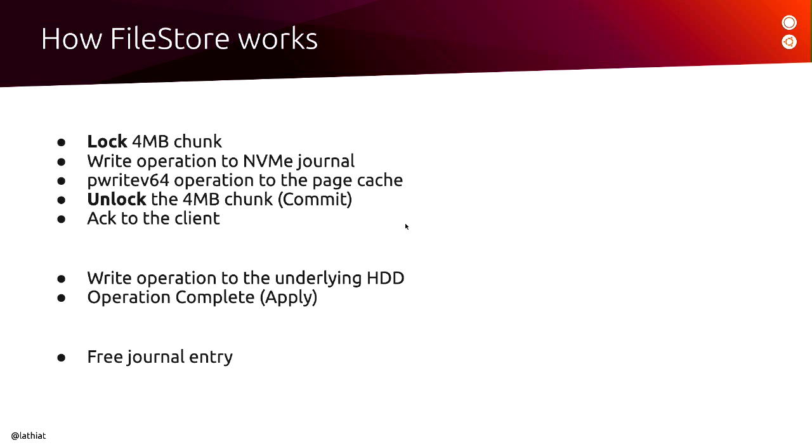We then write that operation out to the NVMe journal, and then we do that pwritev64 operation to put it into the page cache in memory in the kernel. And Ceph is basically using the kernel's page cache as like the authoritative store of information. So it's not expecting the kernel to actually write that data to disk right now. That'll get done much later. It just wants to put it in memory in the kernel for being written later. After it's done that, then it unlocks the 4 megabyte chunk. It acknowledges the write to the client, and it sets out about actually flushing that write to the disk later.